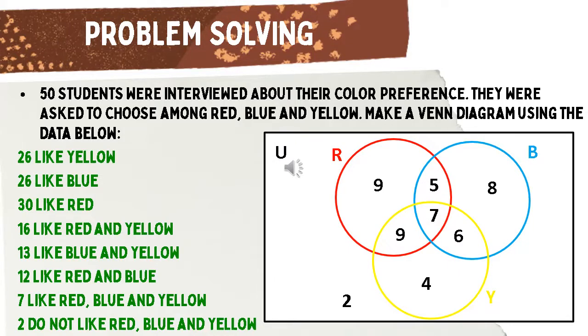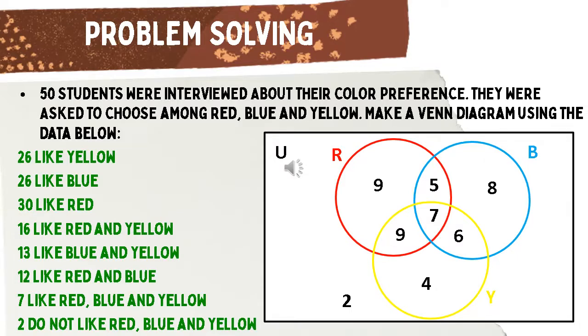So, same with yellow. Okay, given na yung 9, 7, and 6. Add lang natin, 9 plus 7, 16, plus 6, 22. Tapos, ang may gusto ng yellow ay 26. So, minus natin. 26 minus 22 is equals to 4.